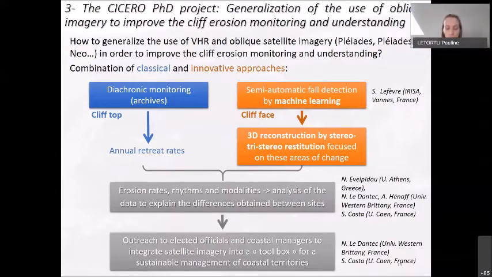We will also develop the outreach of our methods and results to elected officials and coastal managers to integrate satellite imagery into a toolbox for a sustainable management of coastal territory. We will also try to improve the inclusion of satellite data in observation services dedicated to the coastline, as in France, the National Service of Observation called DYNALIT.